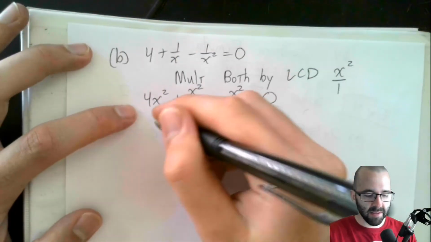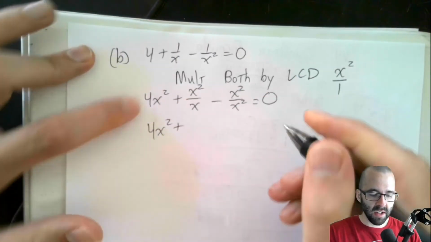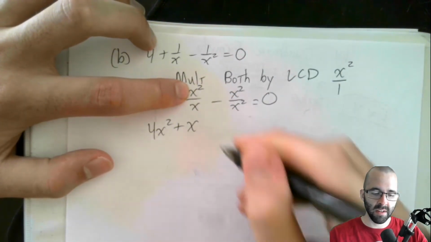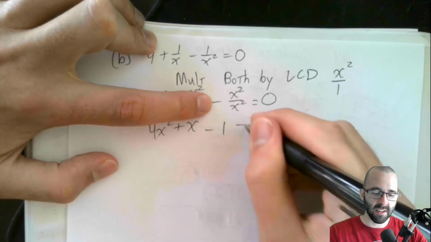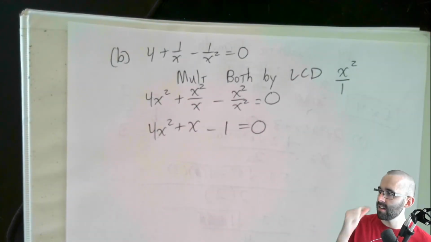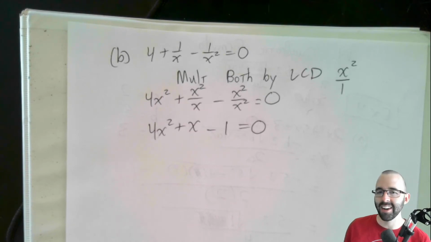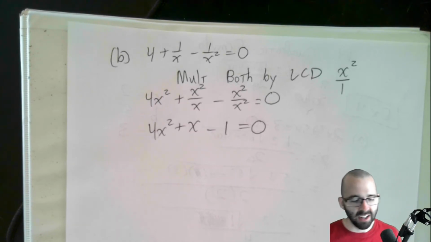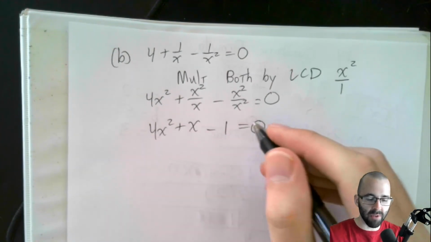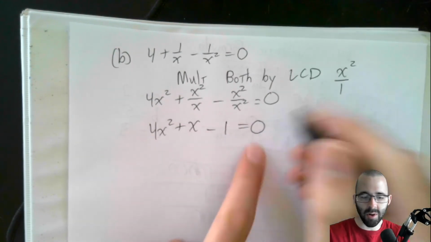And now we simplify, right? This becomes 4x squared. One of these cancels, and it's just left with an x over 1. And then both of these cancel. And aha! We have a quadratic now. So now we can use the quadratic formula. It's in the right form, right? There needs to be a 0 over here.